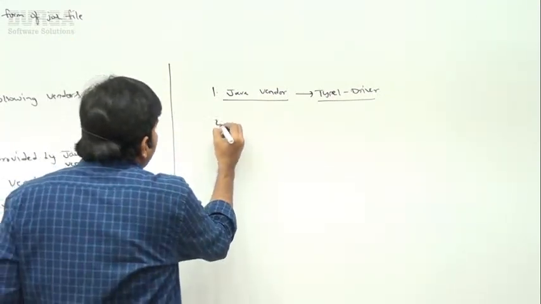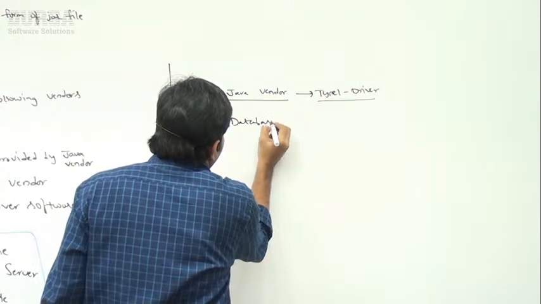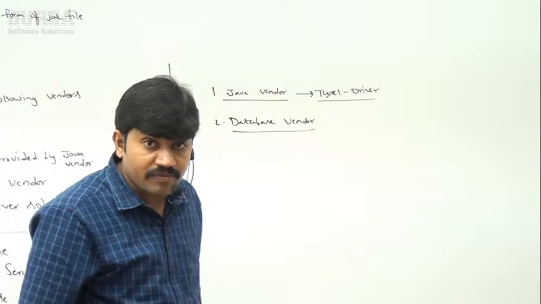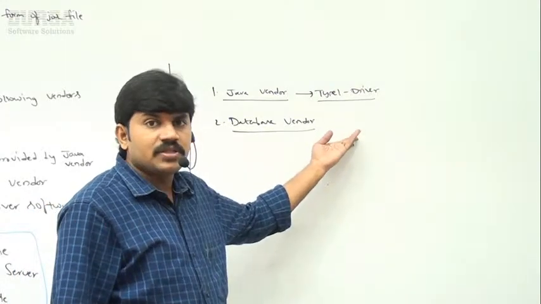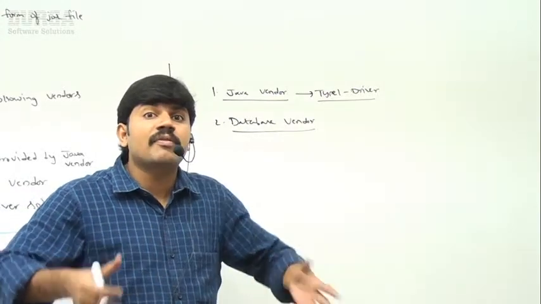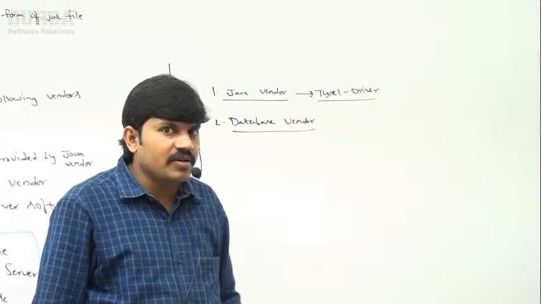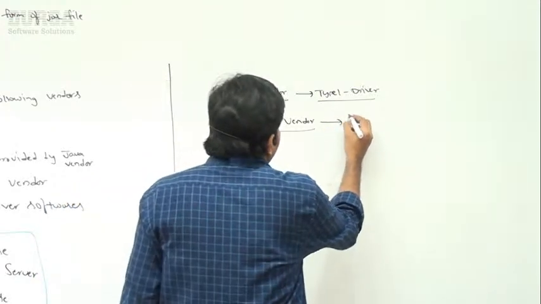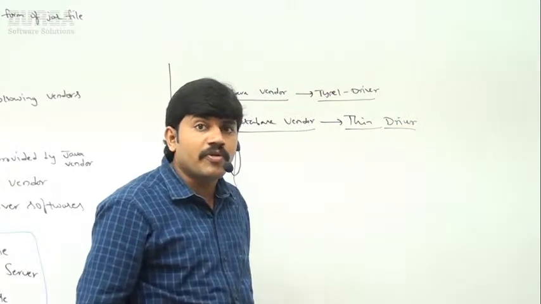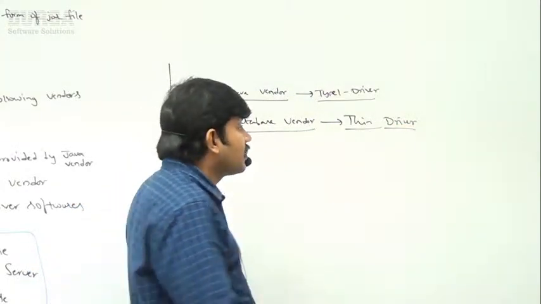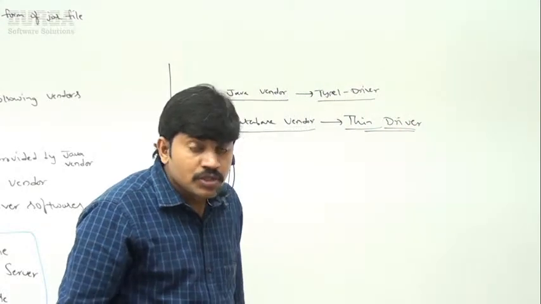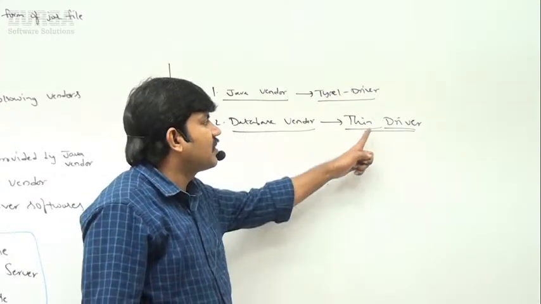Sir, second one, database vendor. The database vendor can provide driver softwares. Just as I told, OJDBC6.jar, OJDBC7.jar, next MySQL connector.jar. These jar files are provided by the database vendor only. Remember this one, sir. Best example, thin driver is the type 4 driver, sir, which is provided by Oracle people. Remember, thin driver is the software provided by Oracle people. So OJDBC6.jar is nothing but thin driver.